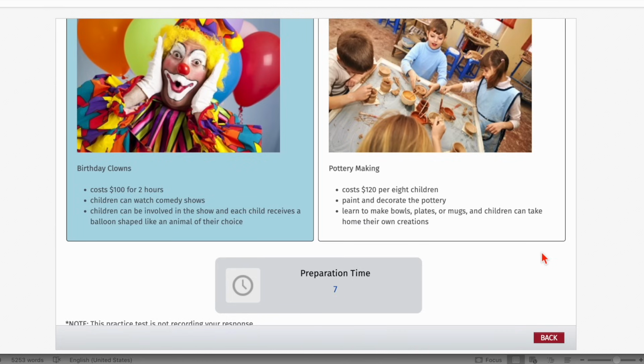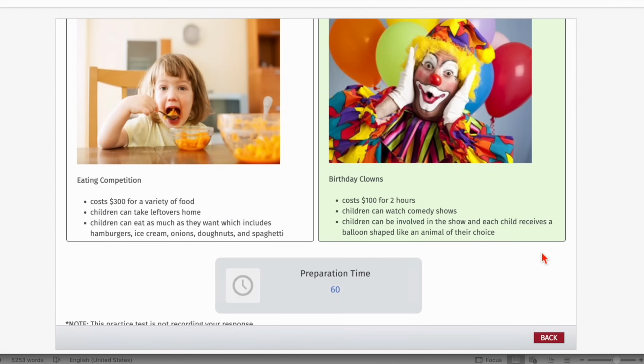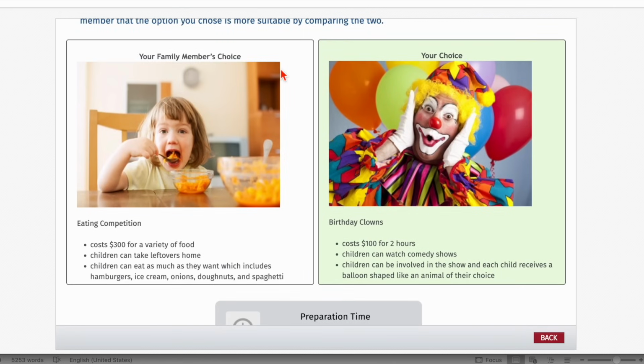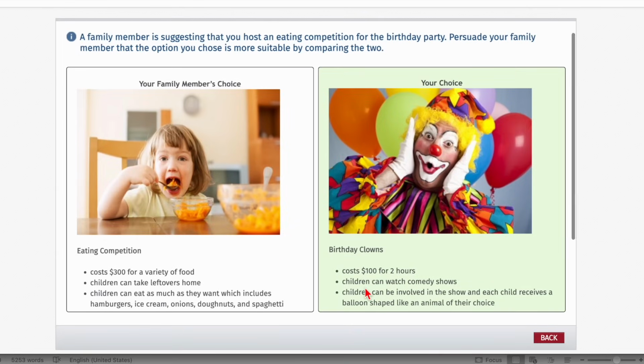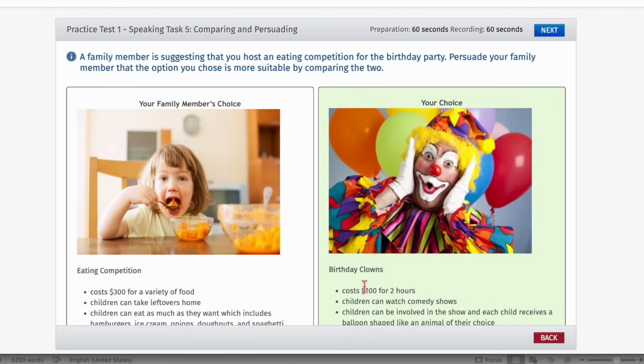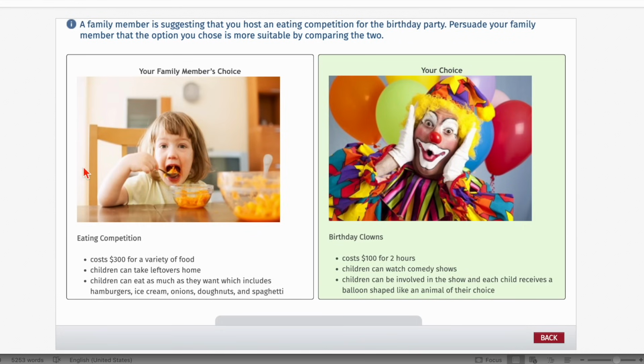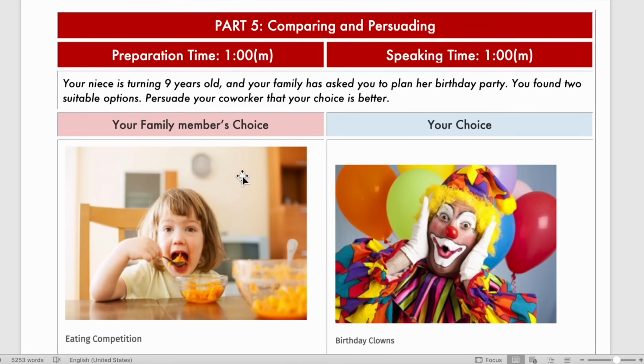Okay, but either choice you make, you will get the same second option. So you see here, it automatically goes to the next. So your choice and your family member's choice, and then you have another minute to prepare. Okay, and so I've already made that choice here, and that's what I'm going to analyze. So I have my choice and my family member's choice.